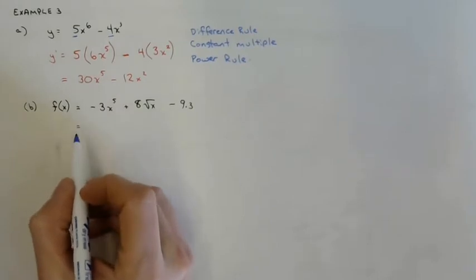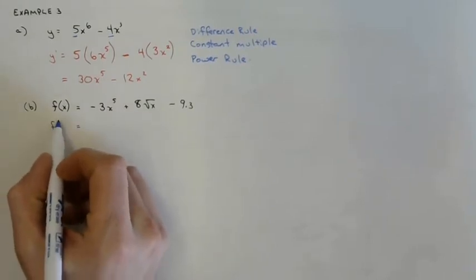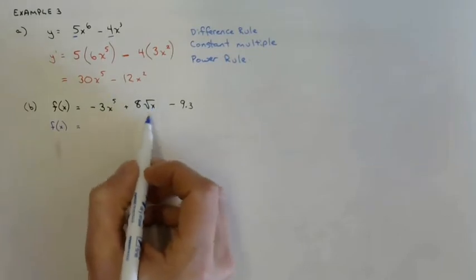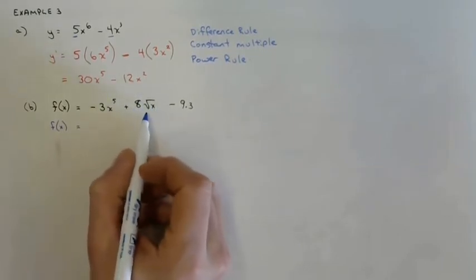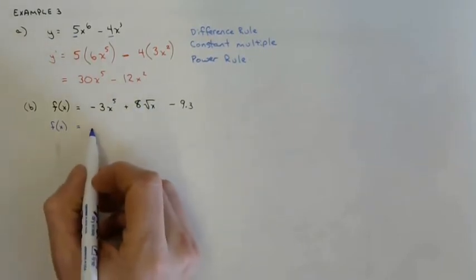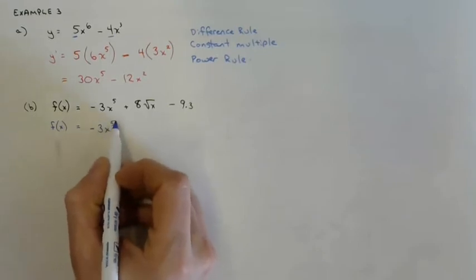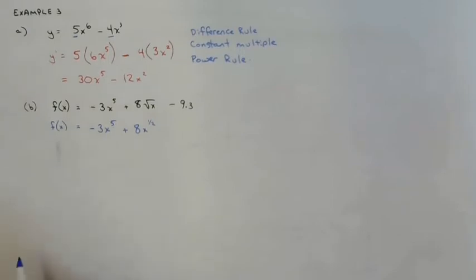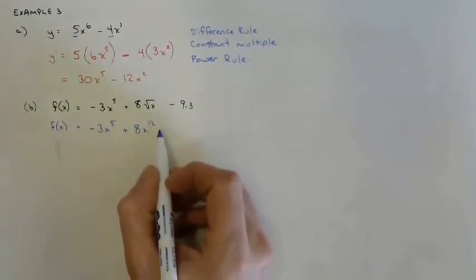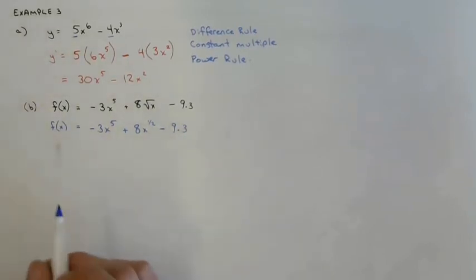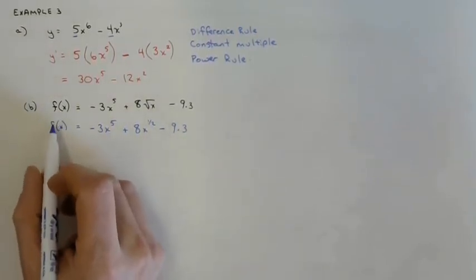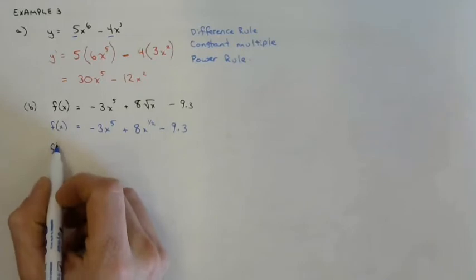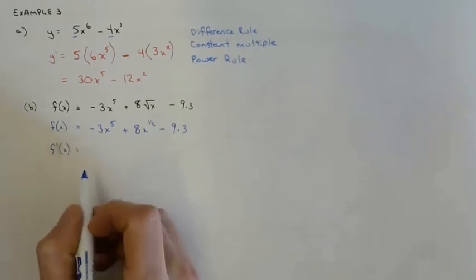We're going to rewrite this first so that we can look at each term and differentiate it. I see that I have a root here, so I'm going to make that 8 times x to the power of 1/2. The rest will stay the same, and I'll drop the constant. And actually, if I'm calling it f of x, I need to leave that constant there until I start differentiating. The derivative of f of x is denoted f prime of x.